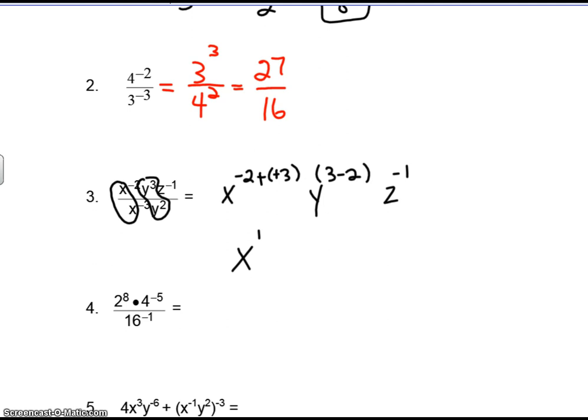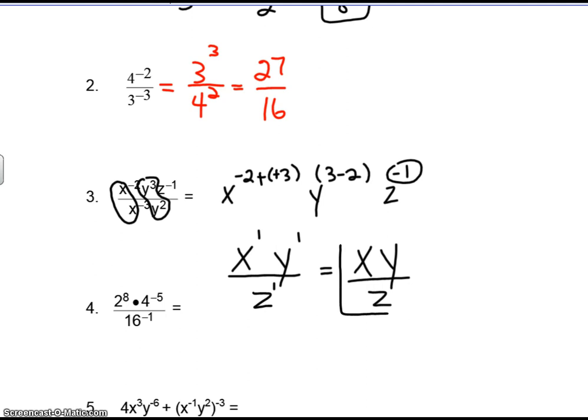3 minus 2 equals y to the 1st power. And the z has a negative exponent, so we're going to put that in the denominator. So we don't really have to put the ones. It's going to be x y over z.